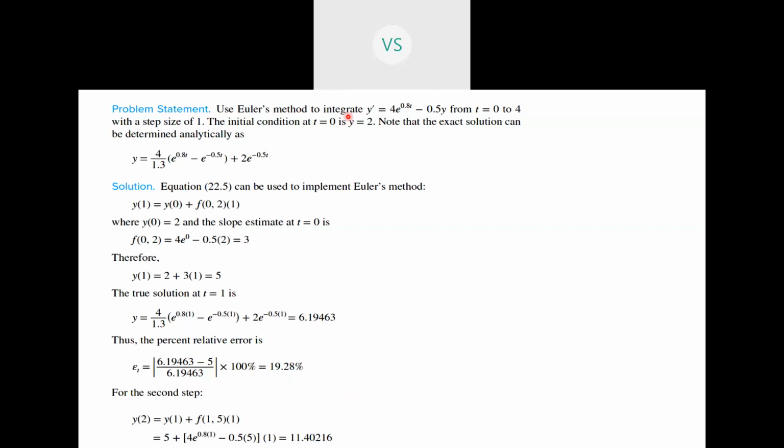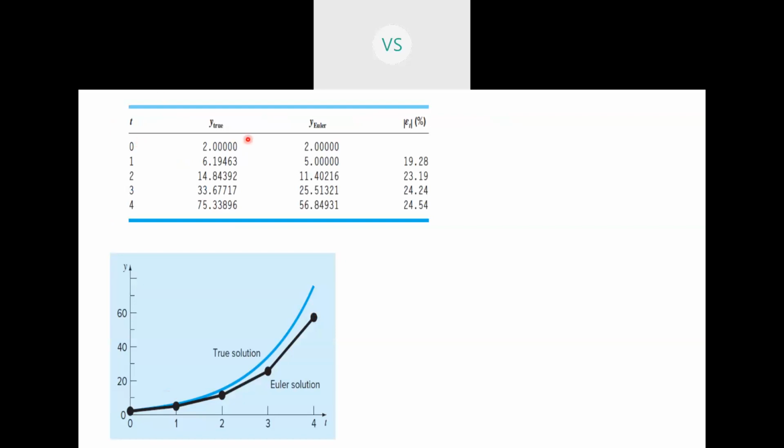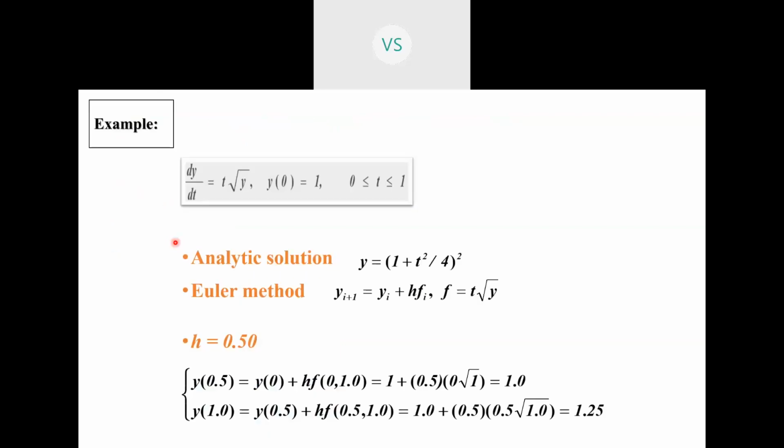Similarly, we can find it out for the next step. Here they have found the true values, and here are the Euler values for different points. Now we'll consider another example.